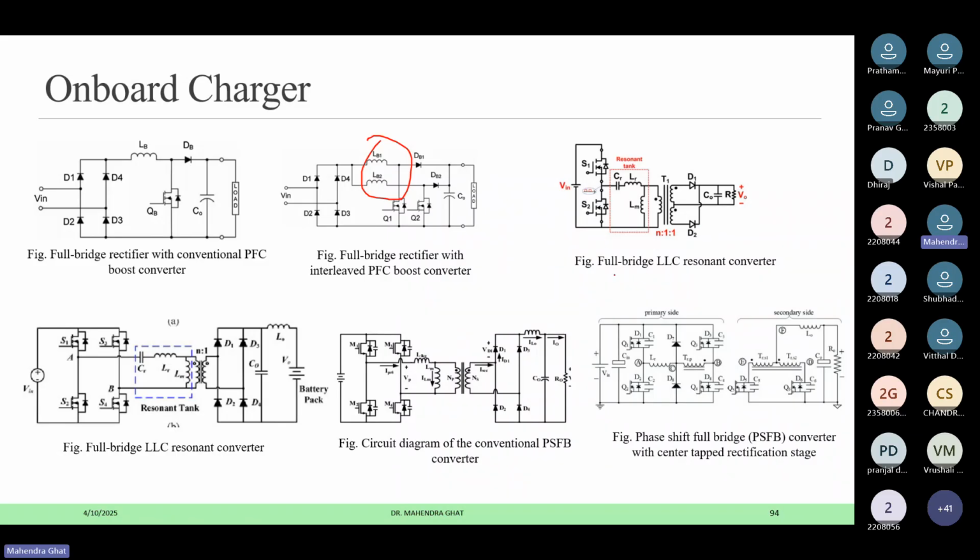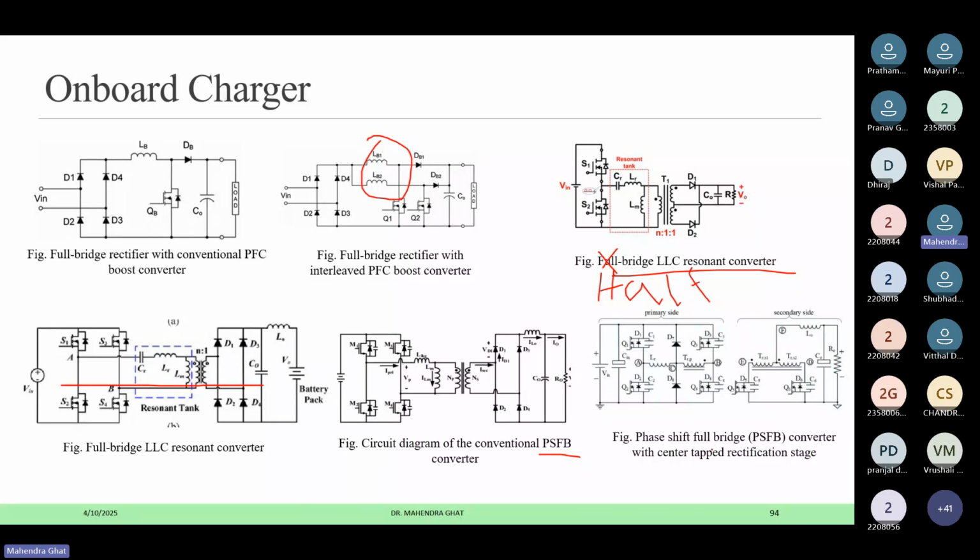Then this is the full bridge LLC resonant converter. Sorry, it is not a full bridge. Actually, it is a half bridge because we have only one leg. So this is the full bridge, and this is the half bridge LLC. Then there is one more, which is called the phase shifted full bridge.